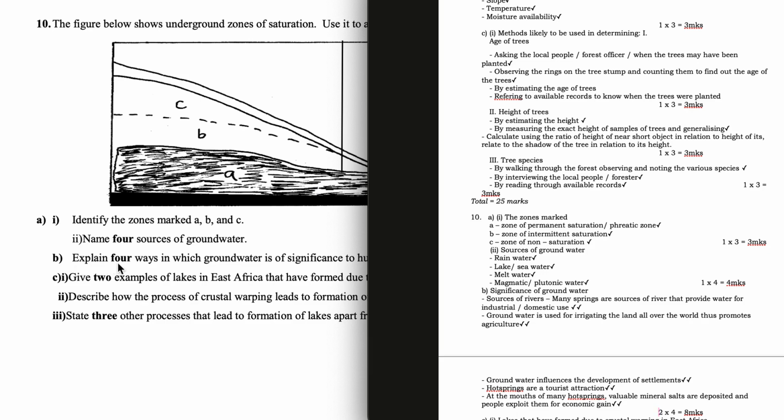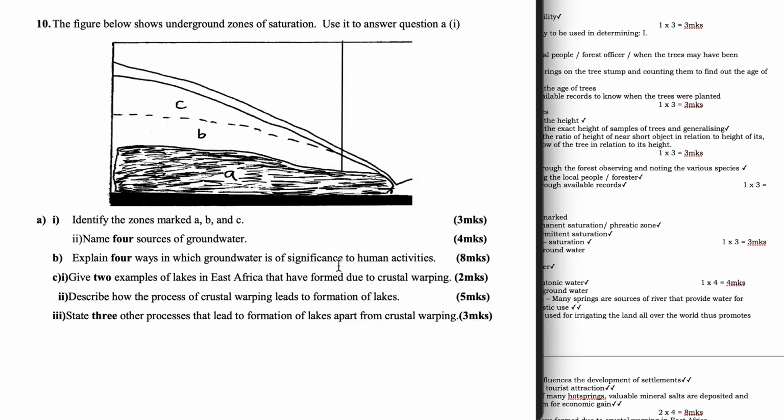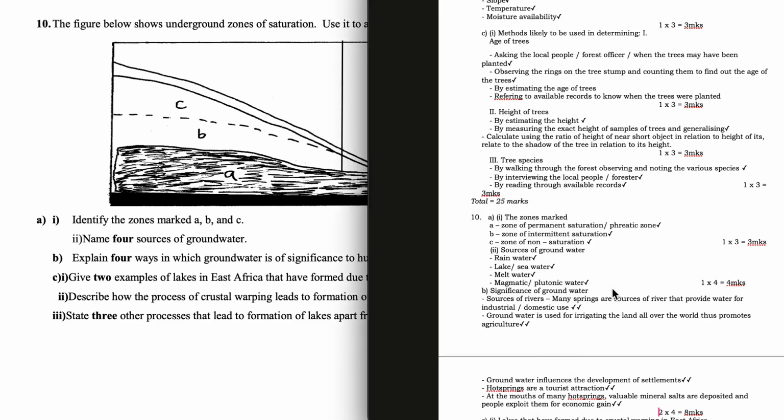Question 10b. Explain 4 ways in which groundwater is of significance to human activities. Sources of rivers. Many springs are sources of rivers that provide water for domestic use. Groundwater is used for irrigating the land all over the world, thus promoting agriculture. Groundwater influences the development of settlements. Hot springs are a tourist attraction. At the mouth of many hot springs, valuable mineral salts are deposited and people exploit them for economic gain.